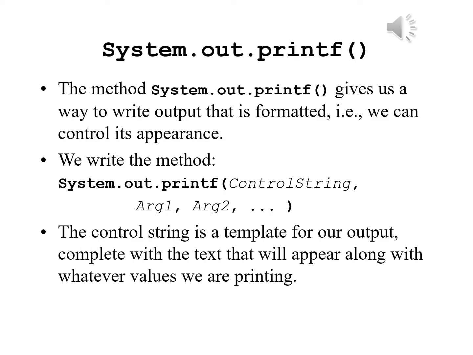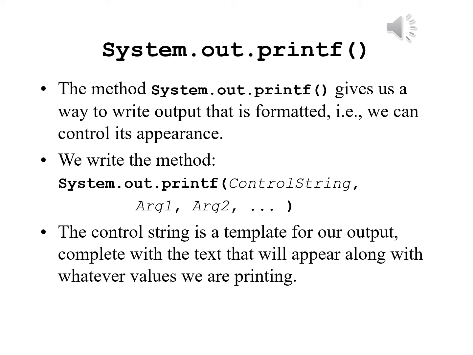The method that we have used for printing so far, System.out.println, is good if we don't need to do anything special to prepare our numbers for printing out. But when you're dealing with floating point values, whether you are simply looking to limit the number of decimal places, or whether you're looking to get it in a particular format like we will, means we need something with a little more of an ability to format numbers, and that is where System.out.printf comes in. It gives us a way to write output that is formatted. In other words, we can control its appearance.